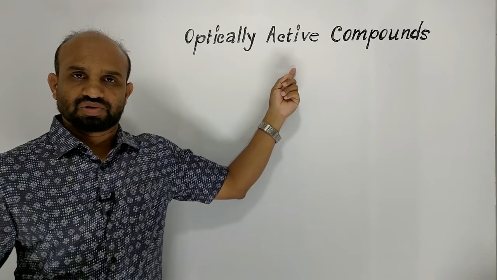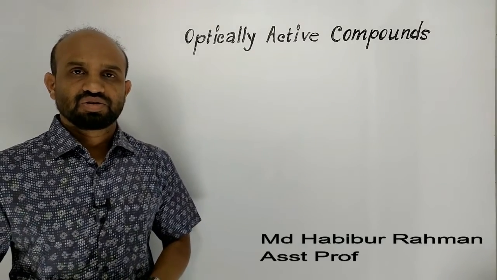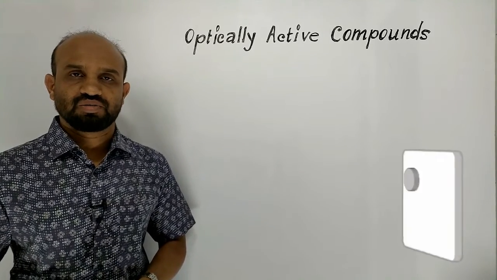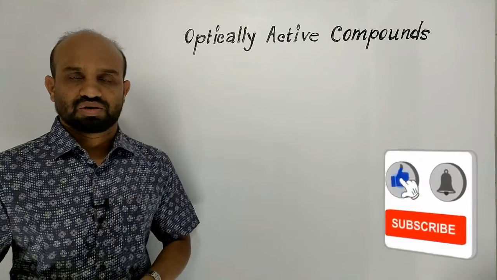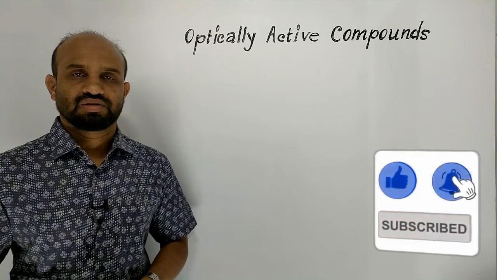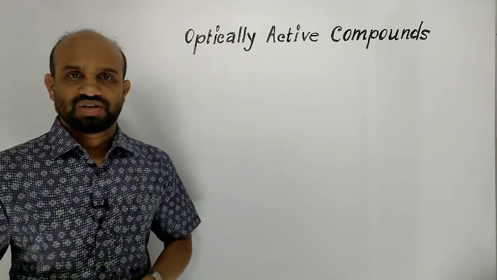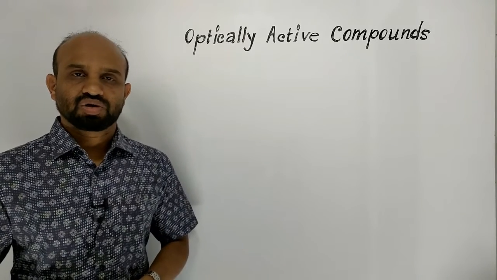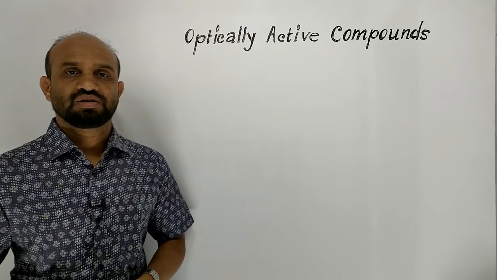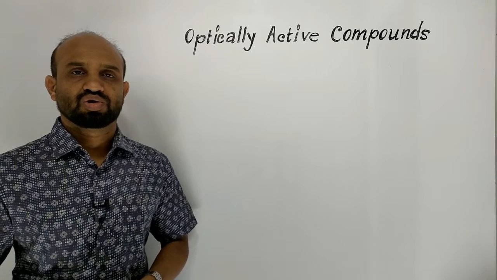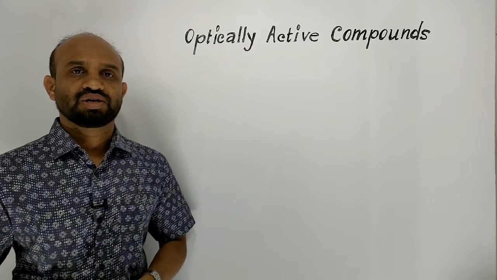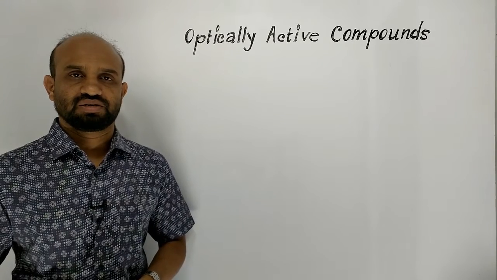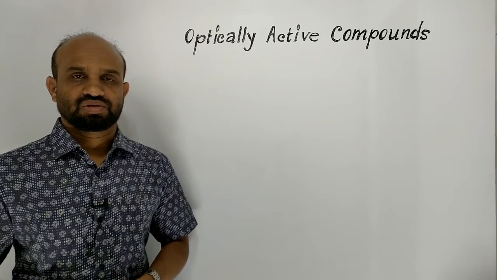Optically active compounds. In this lesson, we are going to learn which compounds are optically active and which are not, and why. So, let's begin. Let us take two compounds. One is 2-bromo-2-chloropropane. Another one is 2-hydroxypropanoic acid. Let's write the compounds.